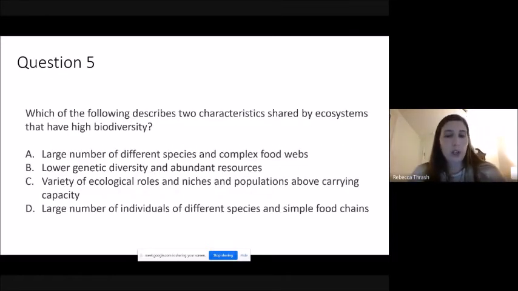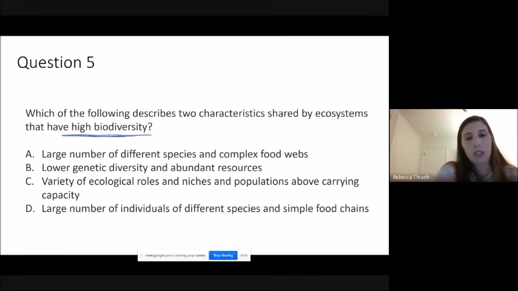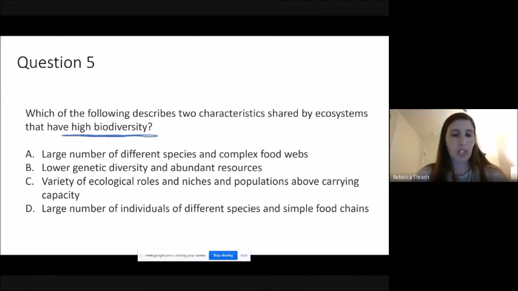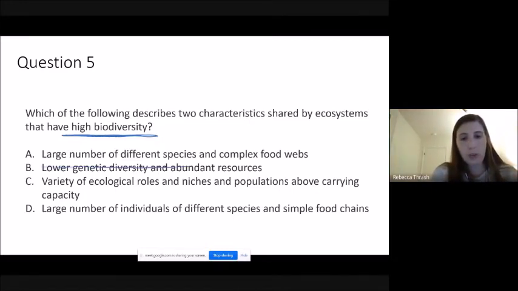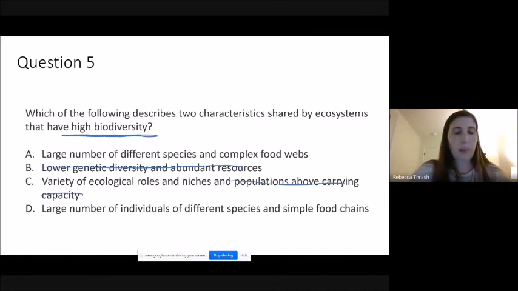Question 5. Which of the following describes two characteristics shared by ecosystems that have high biodiversity? Large number of different species and complex food webs, lower genetic diversity and abundant resources, variety of ecological roles and niches and populations above carrying capacity, large number of individuals of different species, and simple food chains. So let's talk about the characteristics of ecosystems with high biodiversity. They tend to have lots of productivity, they're more complex, and have a lot of different species. Of the choices, definitely they do not have lower genetic diversity. Populations above carrying capacity wouldn't really be a descriptive thing about either high or low biodiversity. That's more of a population characteristic. And they definitely wouldn't have simple food chains. So a large number of different species and complex food webs would be in areas with high biodiversity.